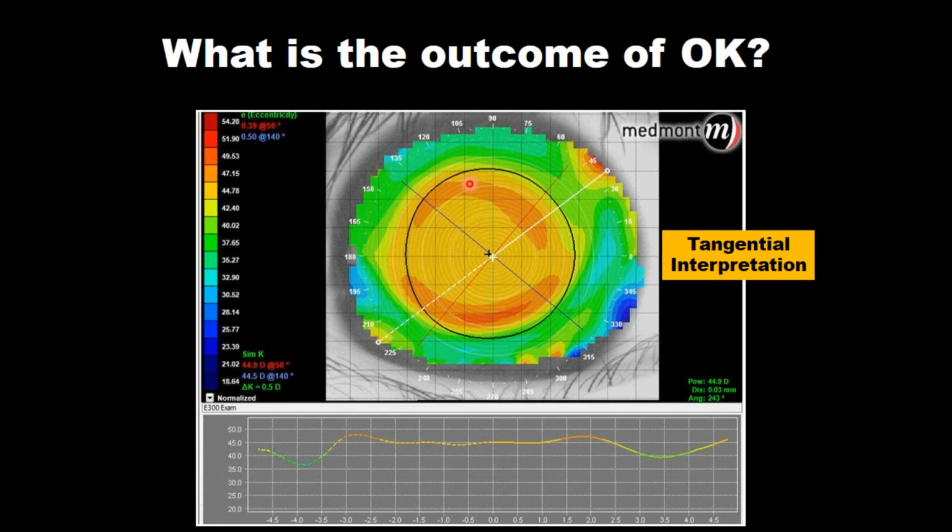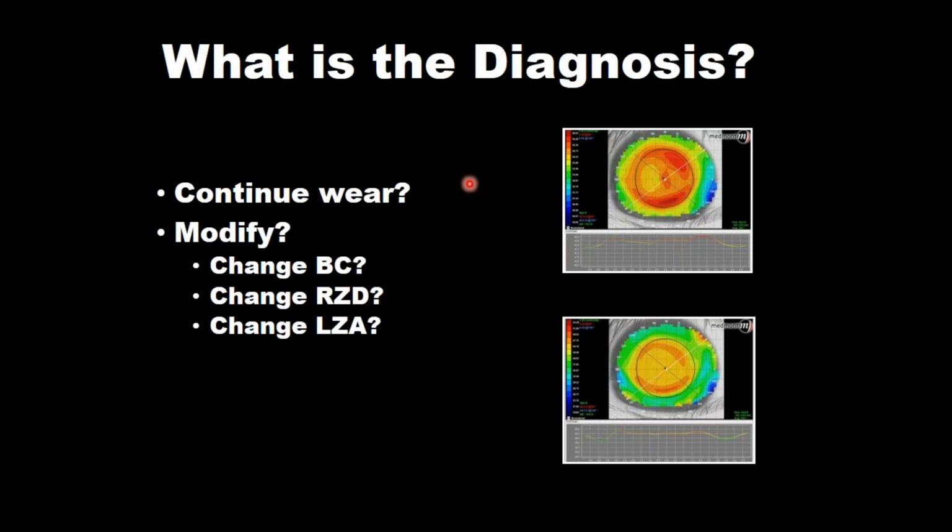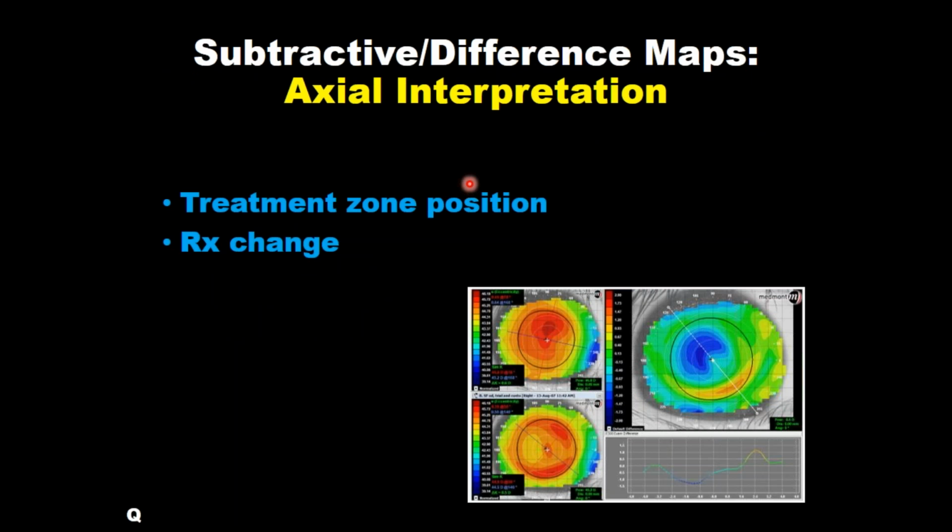The story here is we cannot use just a post-treatment map by itself. We need more. You don't know what to do with the fit when you look only at the post-treatment. In this case, what is our outcome? Is it bullseye? Should we leave the lens as is? Is it a central island? Should we be going to a lower return zone depth? Is it a smiley face? Should we be increasing the return zone depth or tightening up the landing zone angle? It's not very clear from either the axial or the tangential map. So this is where we'd use what's called the subtractive or the difference map.